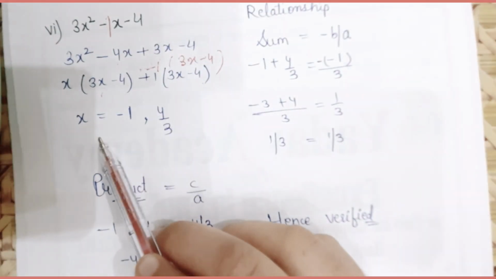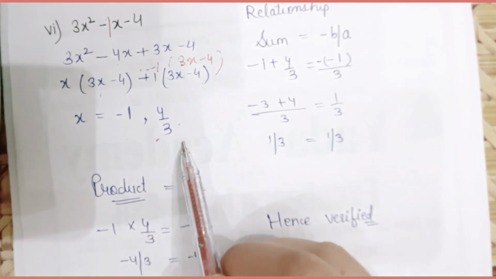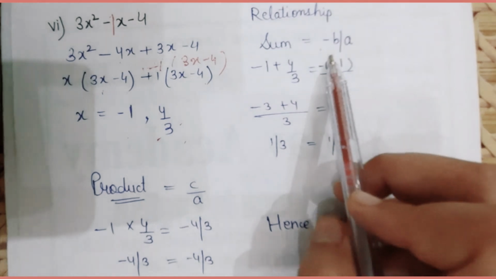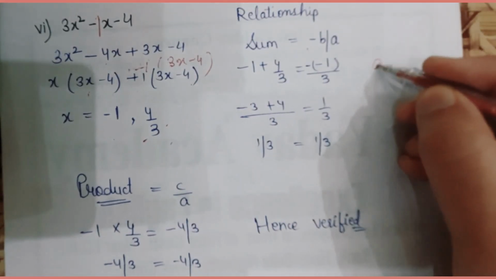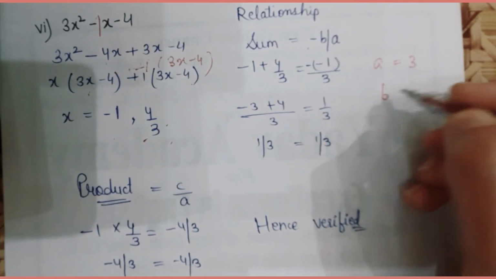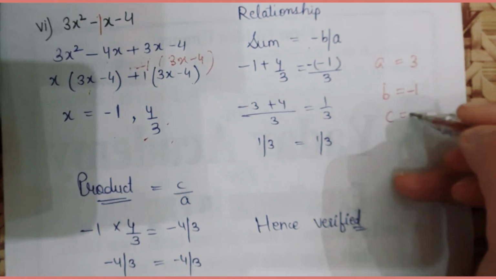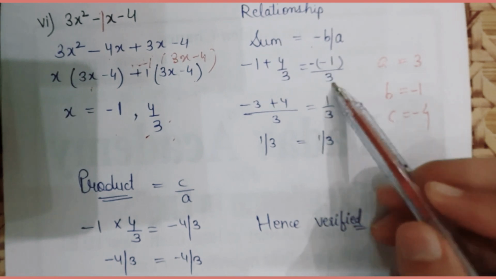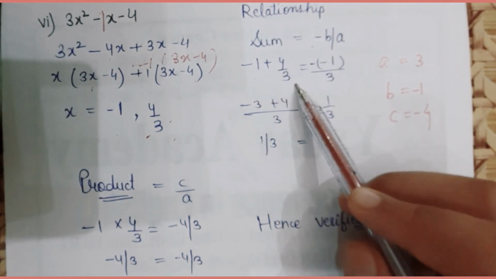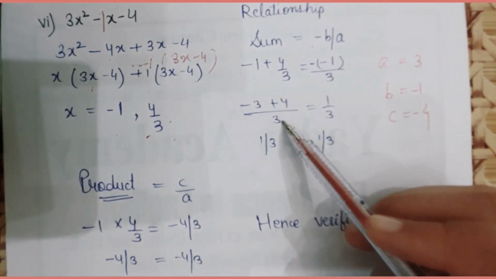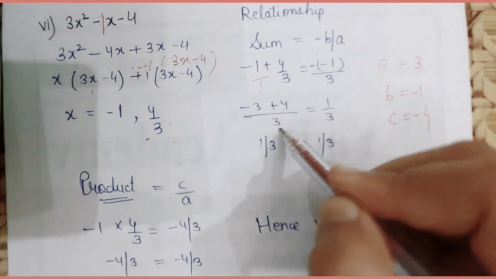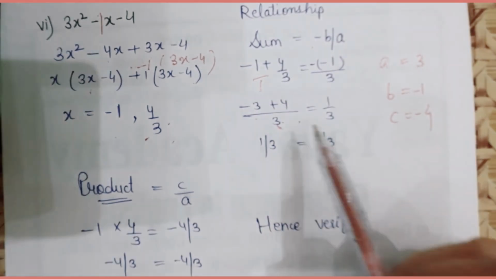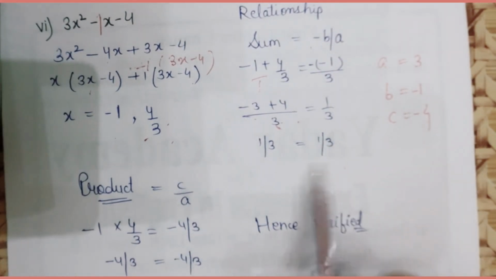Clear? From that your zeros will be x equals minus 1 and x equals 4 by 3, and we will do the relationship as sum equals minus b by a. Now a will be 3, b is minus 1, c is minus 4. So minus of minus 1 by 3, and the zeros are minus 1 plus 4 by 3. From this we will take the LCM as 3 upon 1. 3 ones are 3. Minus 3 plus 4 equals 1 by 3. So 1 by 3 equals 1 by 3.